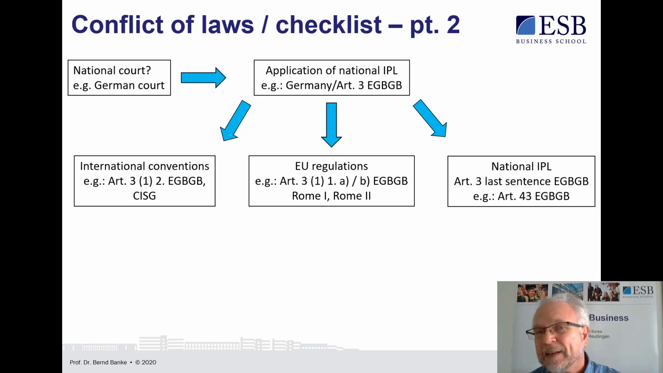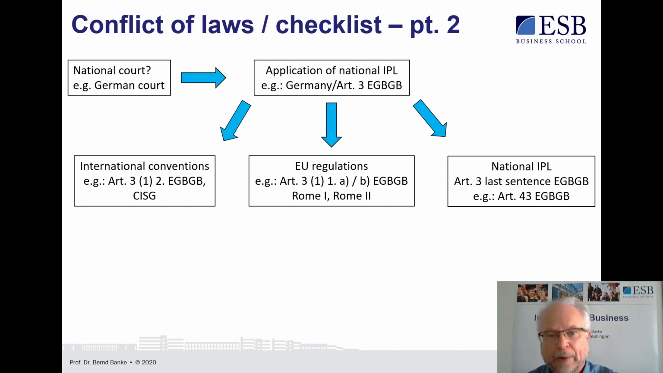Basically, for business law aspects, it's different from the law of heritage and different from the law of families, such as childhood, marriage, divorce, and stuff like that. But for the business law part, there's actually only one relevant article left over, and that is Article 43 of the Introductory Act to the German Civil Law Code, and we will be coming back to that article a little later. Okay, so this is what the German court is going to be doing.